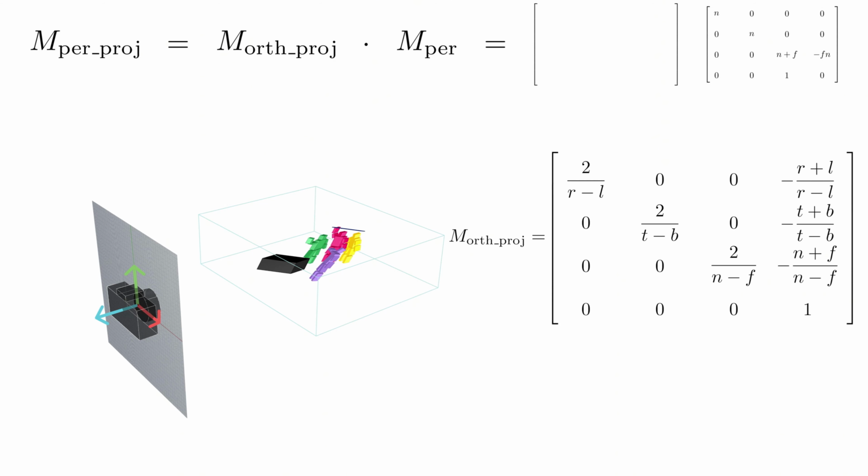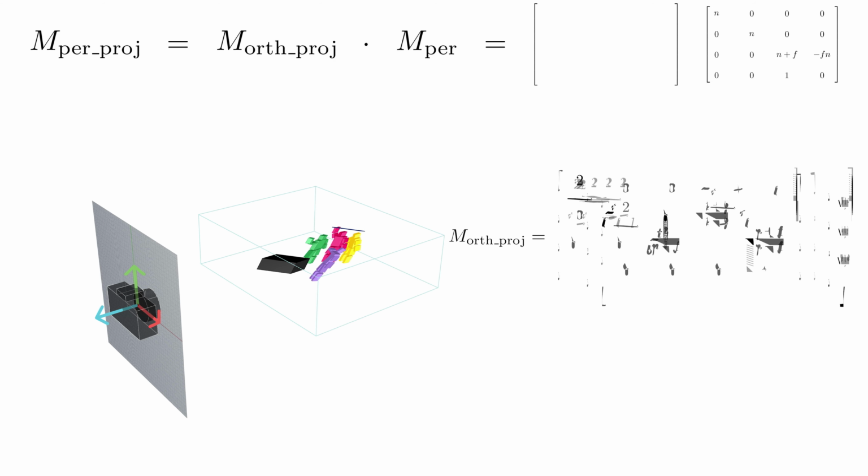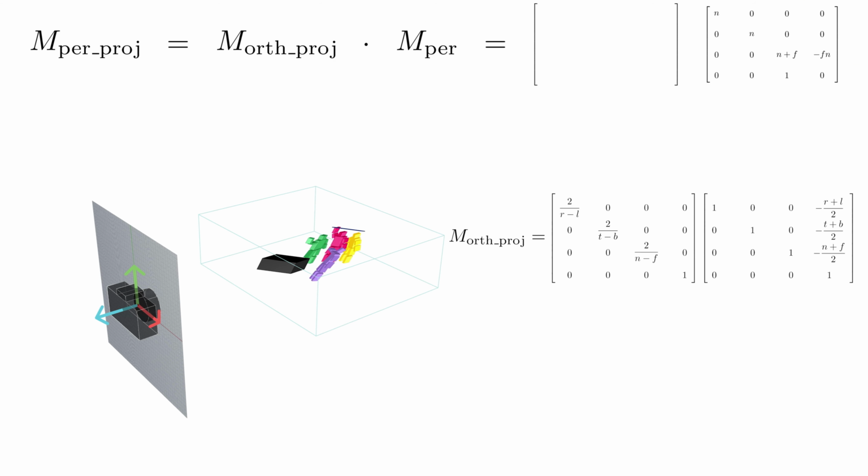Similar to N and F, the L denotes the position of the left plane relative to the center of the rectangular cuboid. The R denotes the right plane, the T denotes the top plane, the B denotes the bottom plane. Intuitively, the orthogonal part of this matrix denotes scaling. The last column denotes a translation, so we can split this matrix into two matrices. One is translation and one is scaling.